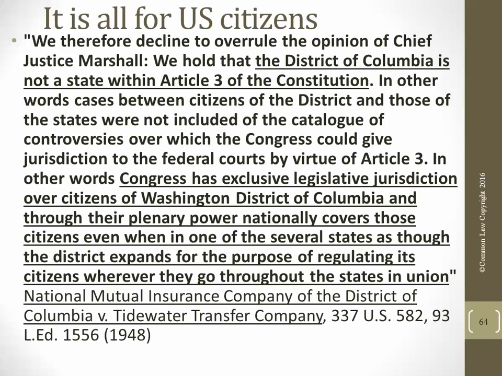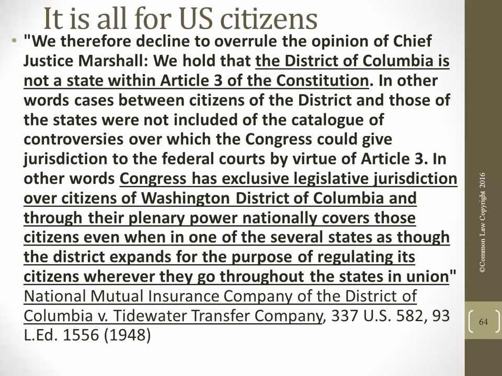In other words, Congress has exclusive legislative jurisdiction over citizens of Washington, District of Columbia, and through their plenary power, that's military dictatorship, people, nationally covers those citizens even when in one of the several states, as though the district expands for the purpose of regulating its citizens wherever they may go throughout the states of the Union. So, you remember that book about the international law where the federal jurisdiction applies in areas of exclusive jurisdiction in the states?